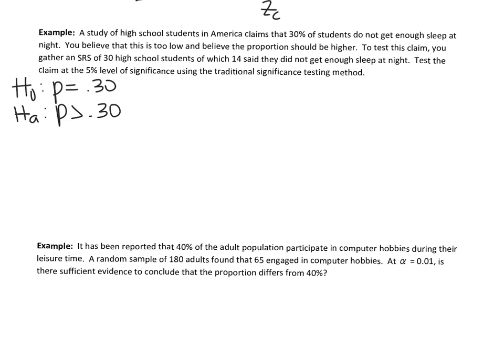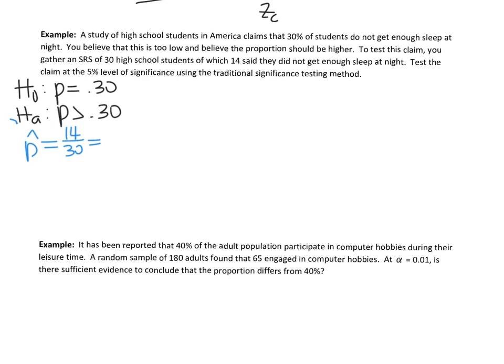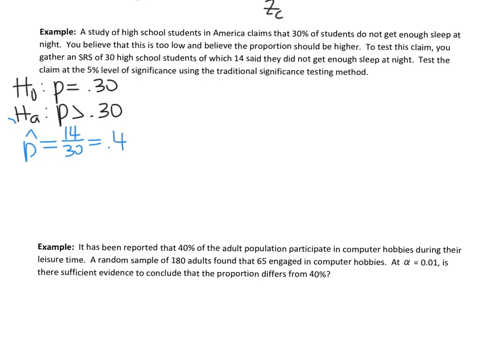So next we're going to find our p hat, which is the 14 out of 30, which is going to be 0.47. P naught is 0.30. N is 30. And because we're doing a 5% level of significance, alpha is 0.05.